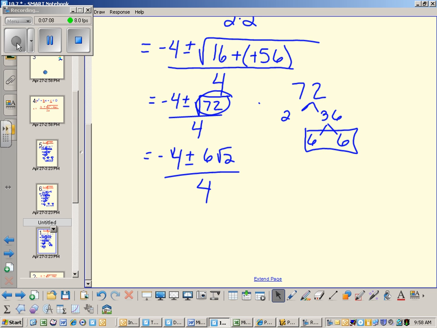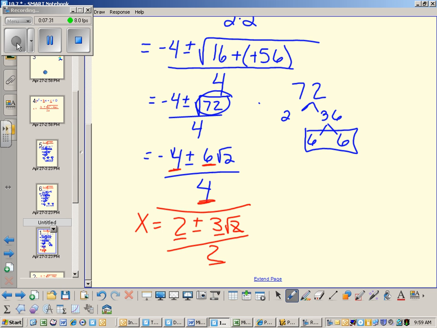We just have to make sure that we look at the coefficients. 4, 6, and 4 all have a common factor of 2. So we need to simplify so that our final answer is x equals negative 2 plus or minus 3 radical 2 over 2. 2, 3, and 2 don't all have a common factor. So this is our final answer. All right, and off you go.